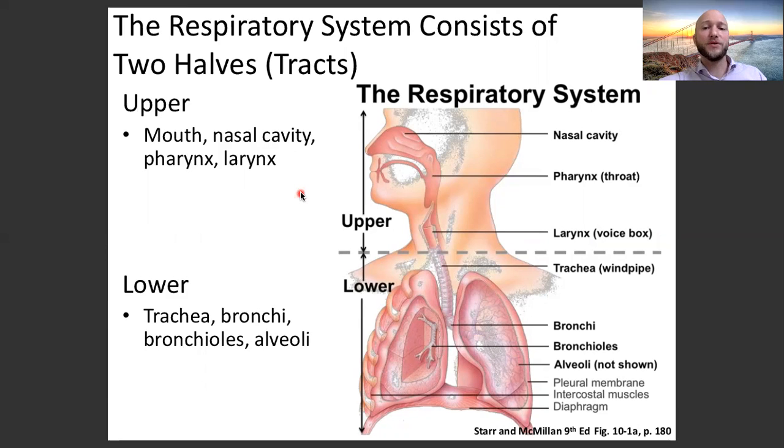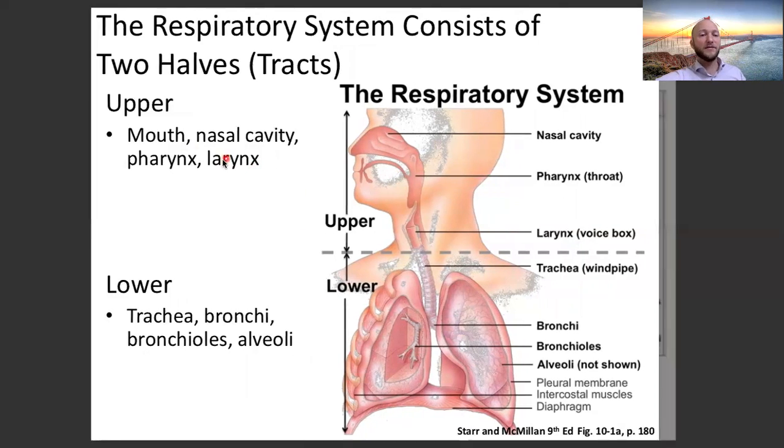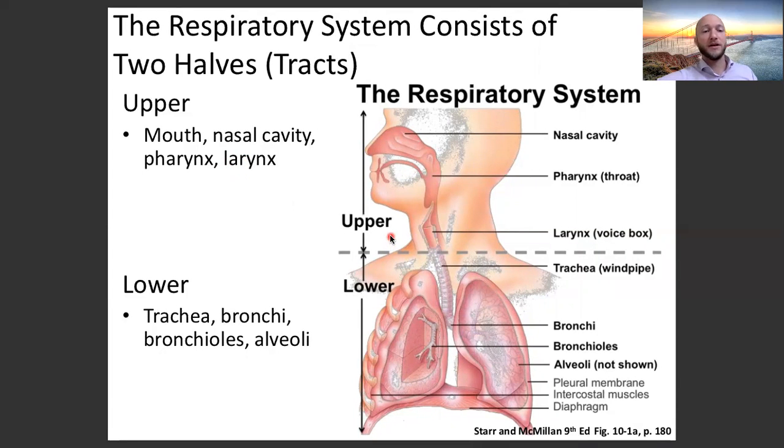It's really important to know the vocabulary because there's a good chance you're going to be in a healthcare situation. You're going to be working professionally and somebody's health is on the line, and one of your colleagues is going to say upper respiratory tract, and you need to know what they're talking about, or lower respiratory tract, and you need to know what they're talking about. So the upper is the mouth, nasal cavity, pharynx, and larynx. The lower is the trachea, bronchi, bronchioles, and alveoli.